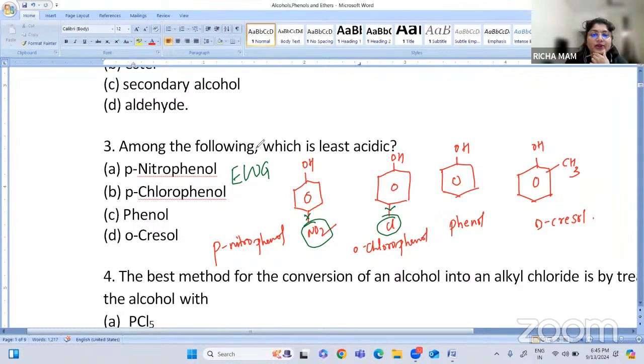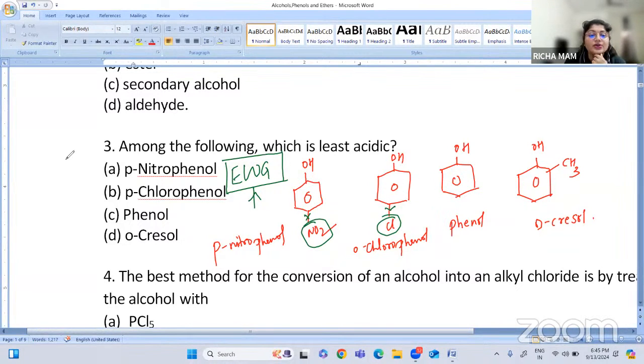So whenever electron withdrawing groups are there, they will pull the electron towards themselves. So what will happen? There will be an increase in the acidic character because the electron density is getting decreased. As you're pulling the electron towards itself, there is a decrease in electron density, because of which the acidic character will increase.